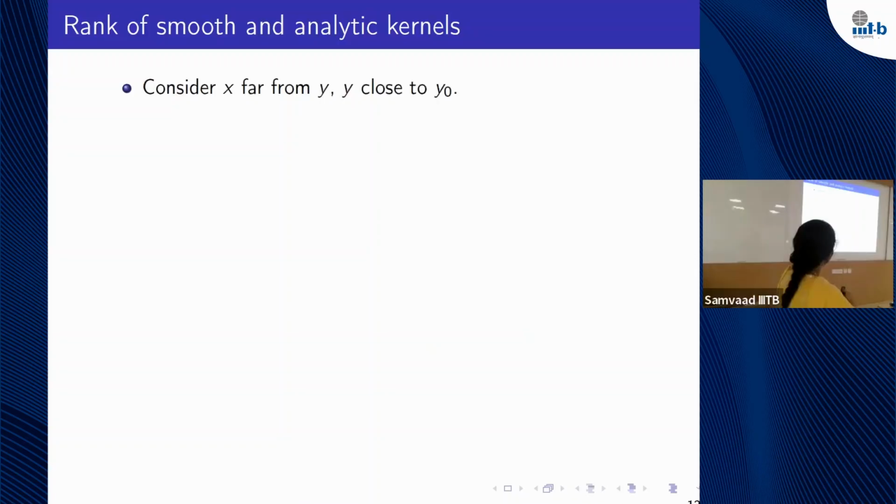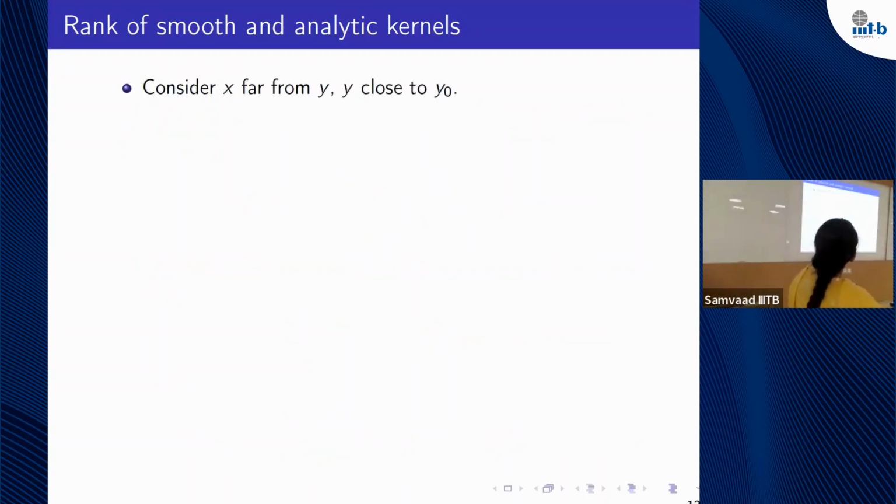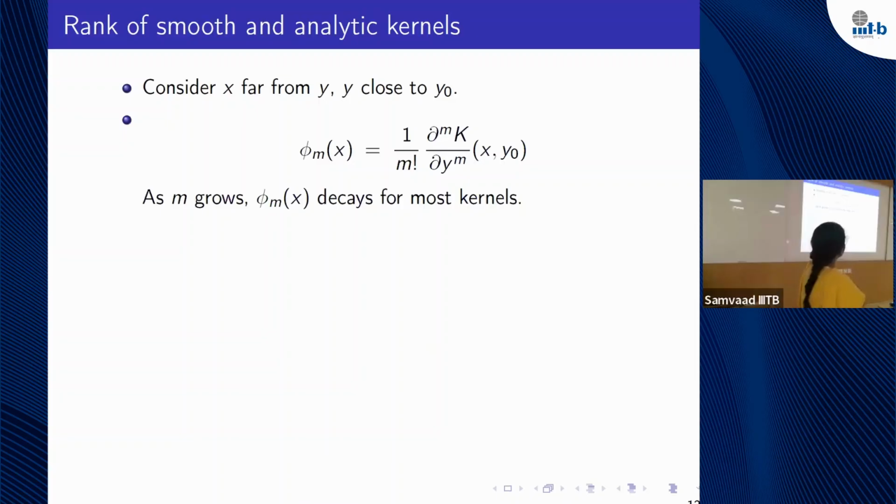So now let's see how these functions, phi m and psi m, behave. From now on, I assume that x is far from y and y is close to y naught. I consider that x is far from y, meaning the difference between x and y is huge, and y is close to y naught, meaning y minus y naught is close to 0. Under these assumptions, I'm now going to study how phi m behaves. As m grows, phi m of x decays.